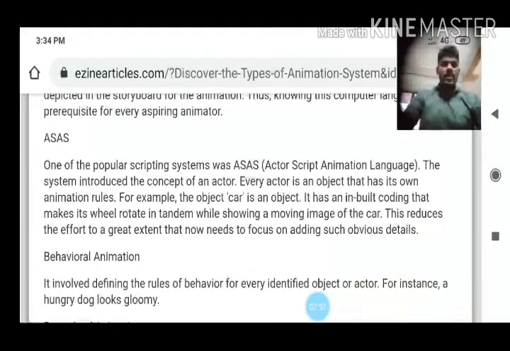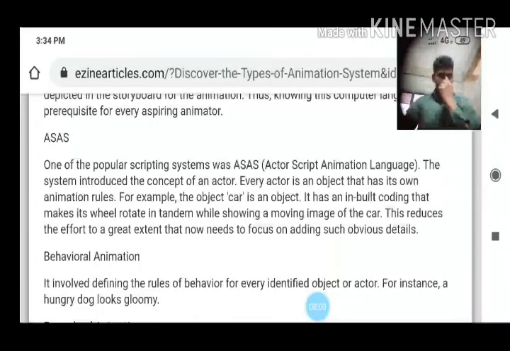The same thing is told here. ASAS introduced the concept of an actor. That actor has a special script. The script mentions all the actions of that actor: what to do, how to do, when to do. Everything.